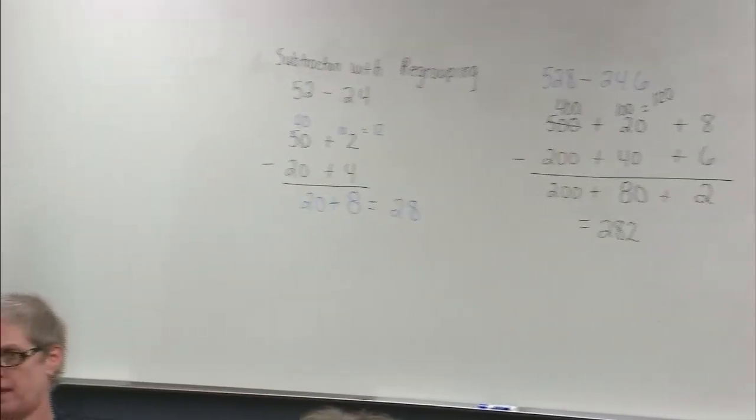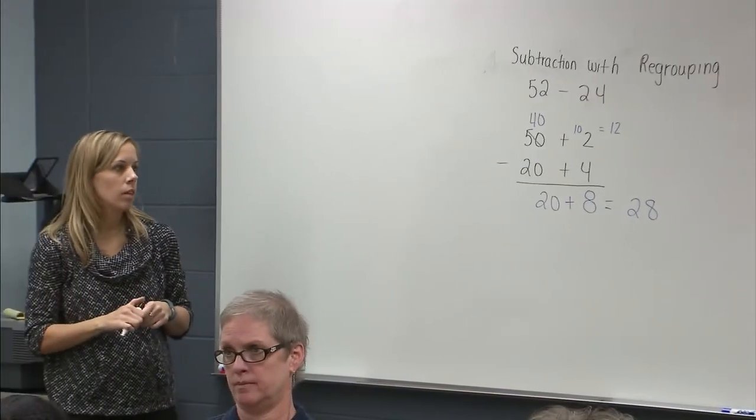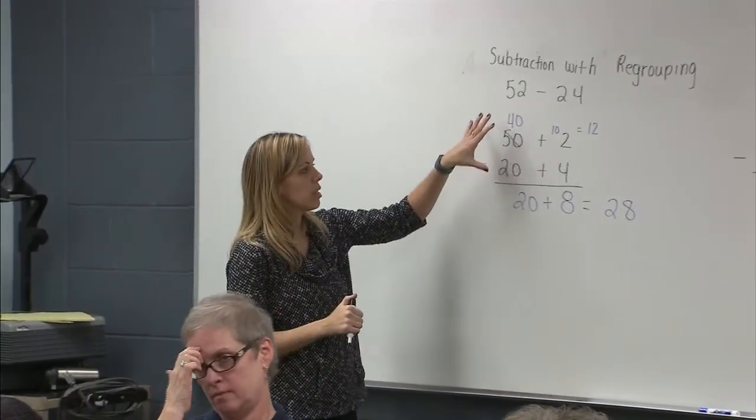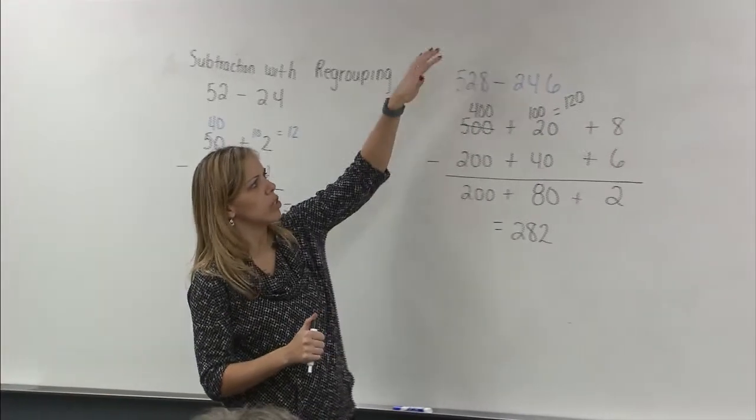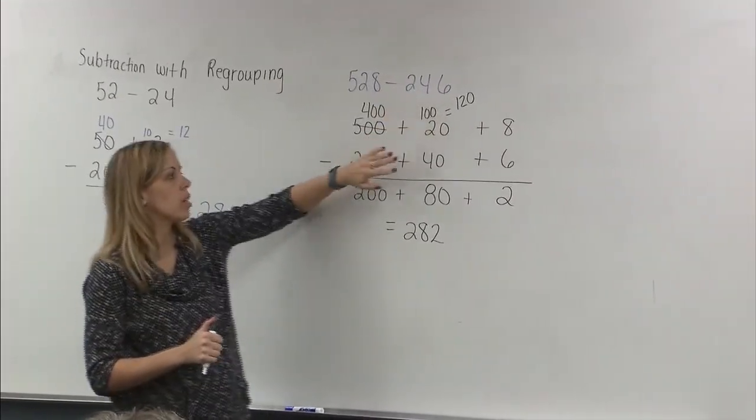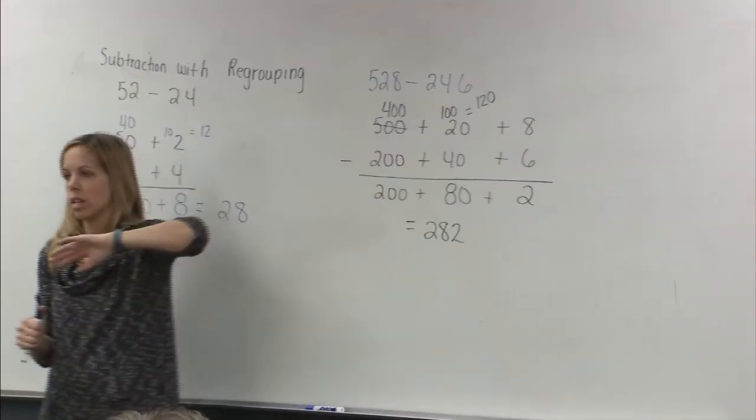Questions on that one? And again, the emphasis here is to line up the place values. So if this had been 3 digits and this had been 2 digits, they would have just not had anything in the hundreds column right there.